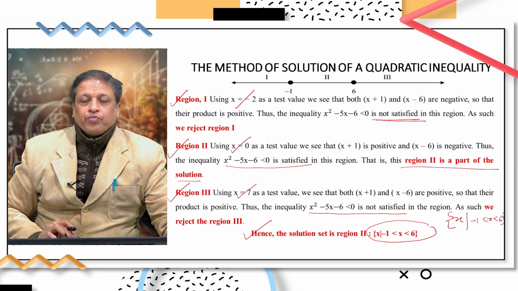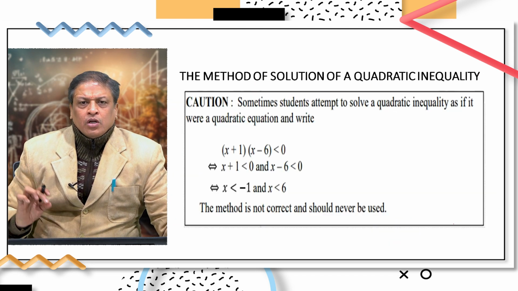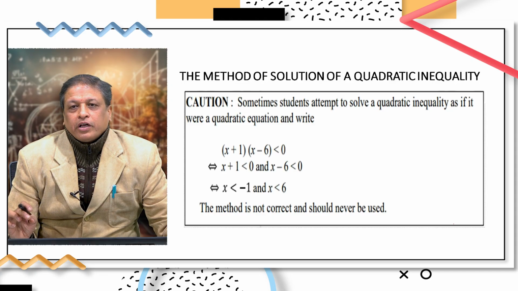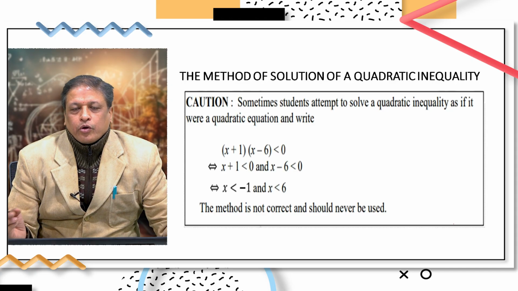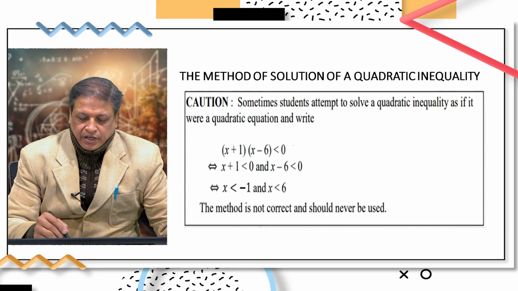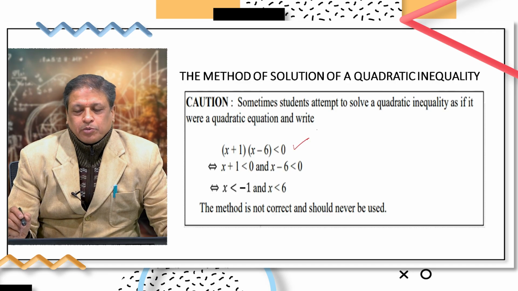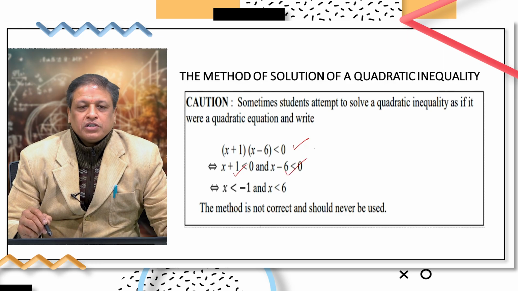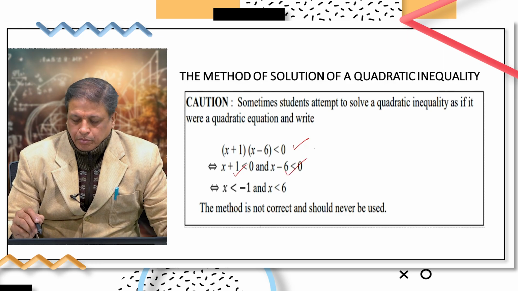So this is how we solve quadratic inequalities. But there is a caution that sometimes students attempt to solve the quadratic inequality as if it is a quadratic equation. Over here, they would say that x plus 1 should be less than 0 and x minus 6 should also be less than 0, which is not the correct way and should never be used.